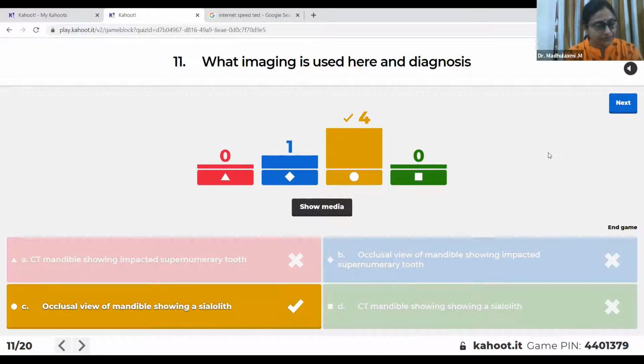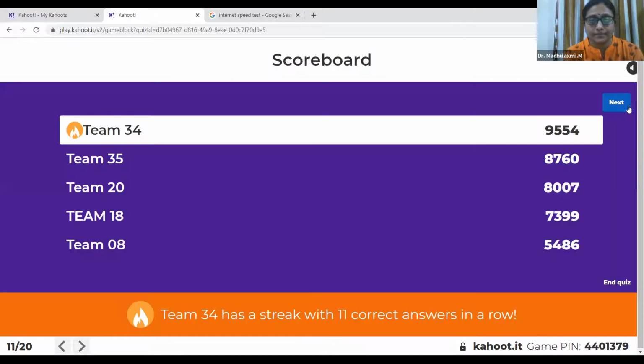Scoreboard. Team 34 is now in the lead and team 35 in second spot. Question number 12.